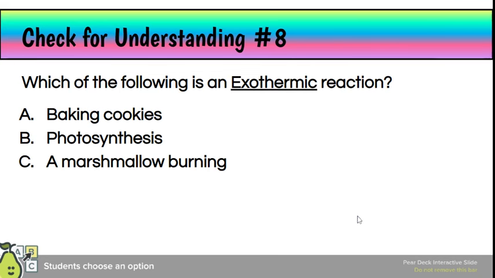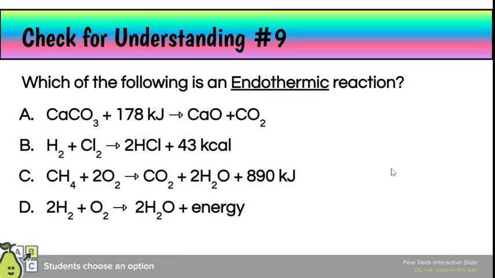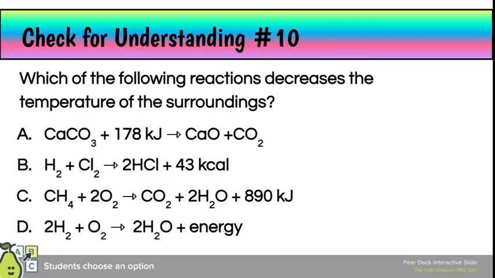So I have a few more questions for you. Here's number 8. Which one of these is exothermic? Next, which of the following is an endothermic reaction? So pay close attention to where the energy is at, reactant side or product side. Number 10, which of the following reactions decreases the temperature of the surroundings? So first you need to think about whether it's endothermic or exothermic and which one decreases the temperature of the surroundings.